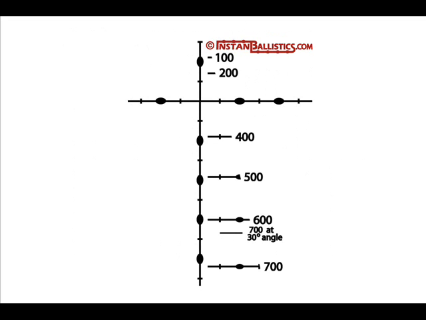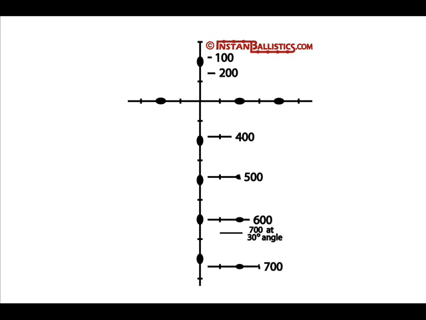Okay, so how do you adjust for shooting at a downhill angle or an upward angle, at an inclination angle? Well, I gave you a little cheat sheet with this chart. If you look at the 700 yard marker there, the horizontal line designates where you need to hold to hit your target at 700 yards.